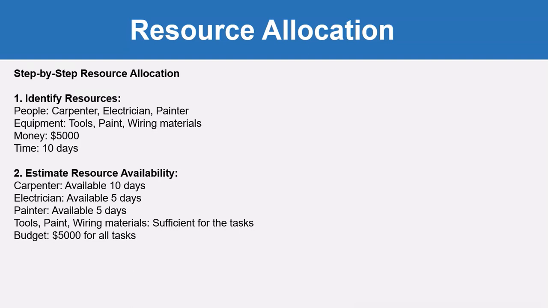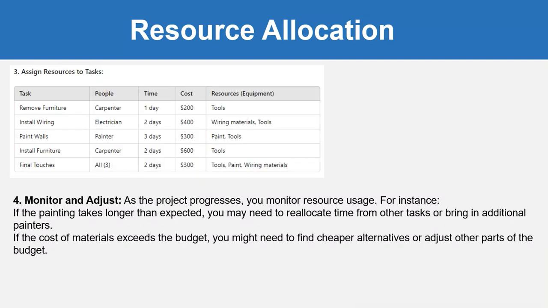Now we can talk about the step-by-step resource allocation. First one is identify resources. People available are carpenter, electrician, painter. Equipment available are tools, paint, wiring materials. Money $5,000 and time is 10 days. Now estimate resource availability: carpenter is available for 10 days, electrician available for 5 days, painter available for 5 days, tools, paint, wiring materials sufficient for the task, and the budget is $5,000 for all the tasks which are required. Now we have to assign the resources to tasks.